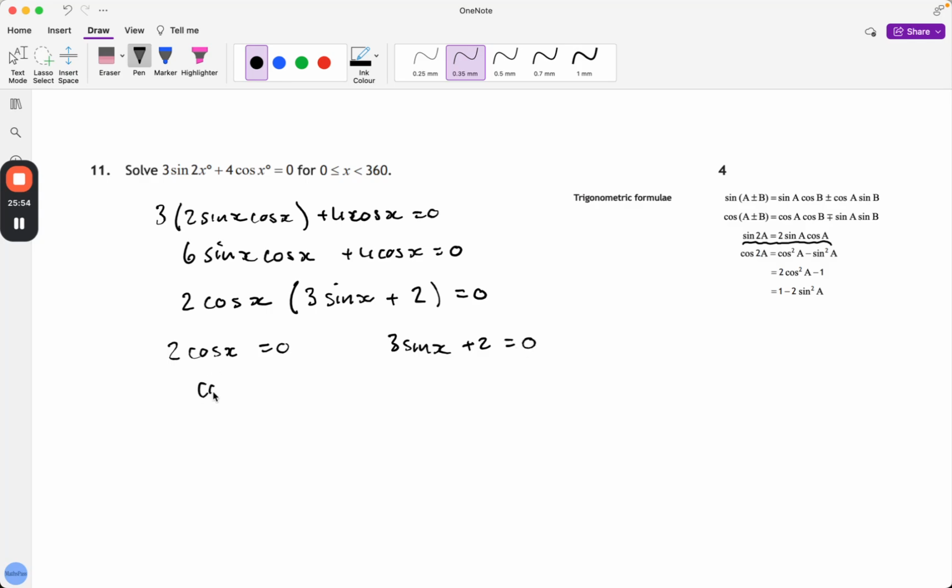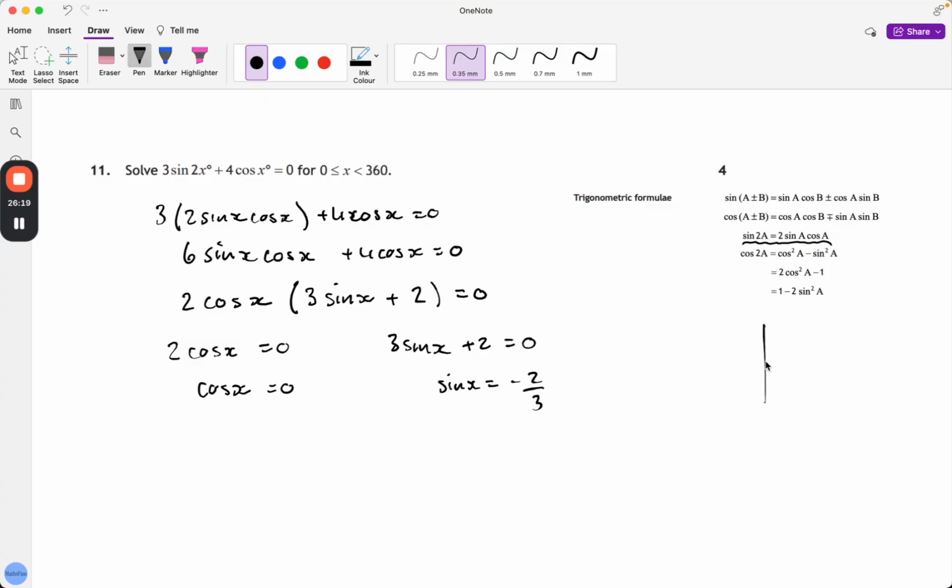So that just gives us cos x equals 0, and this will give us that sin x equals minus 2 over 3 if we move that 2 over and then divide by 3. Grand. Okay, at this point we want to think about when does cos x equal 0, and you want to make sure that we're getting all the values as well. So we also want to maybe do a little CAST diagram, because we want all the values of x that lie between 0 and 360.